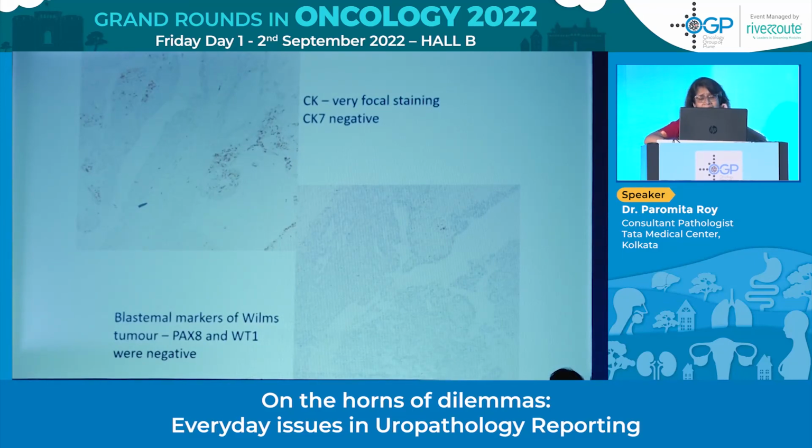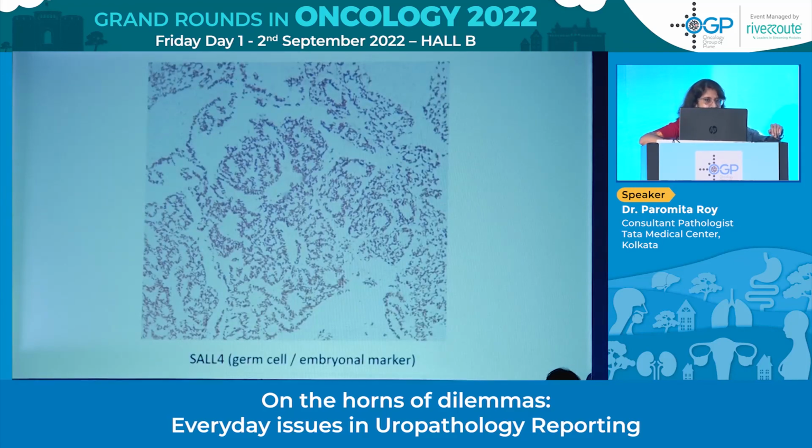So, as I said, there was something a little off about this case. Even though we called it Wilms, it was bothering us. The WT1 was negative, which is possible, especially as the epithelial component can be negative for WT1 as opposed to blastema. PAX8 was also negative, and CK showed very focal staining. And the SALL4 IHC, which is a germ cell marker, was strong diffuse positive.